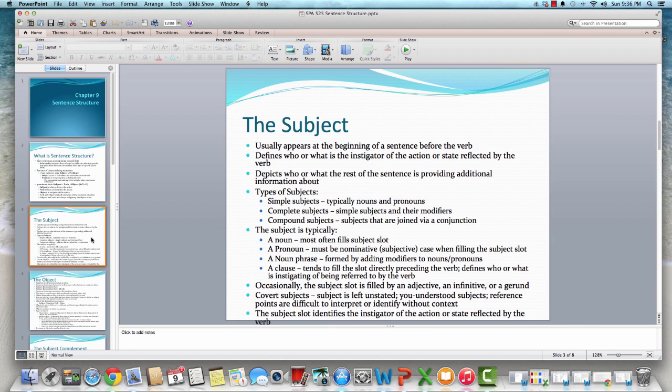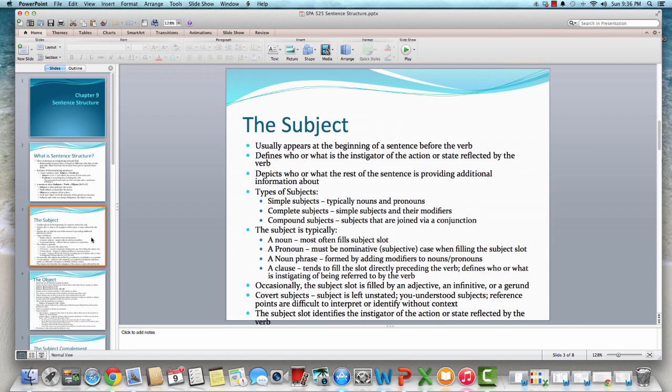So the subject is typically a noun, which most often fills the subject slot. It can be a pronoun too, which must be nominative or subjective case when filling the subject slot. In other words, the pronoun must be in that he, she, I case. It can't be him or her if it is a subject. And that becomes important in your discussion of language disordered children, because sometimes we'll see children substituting objective pronouns for subjective pronouns.